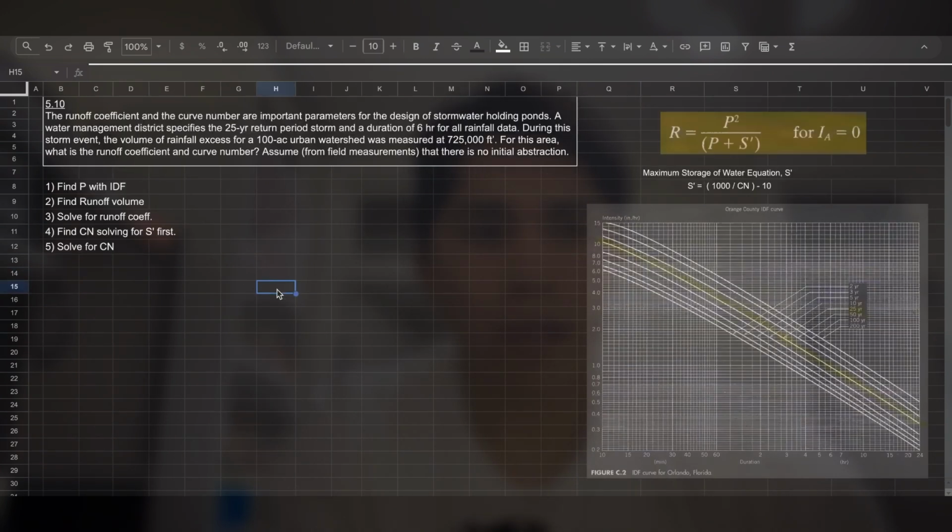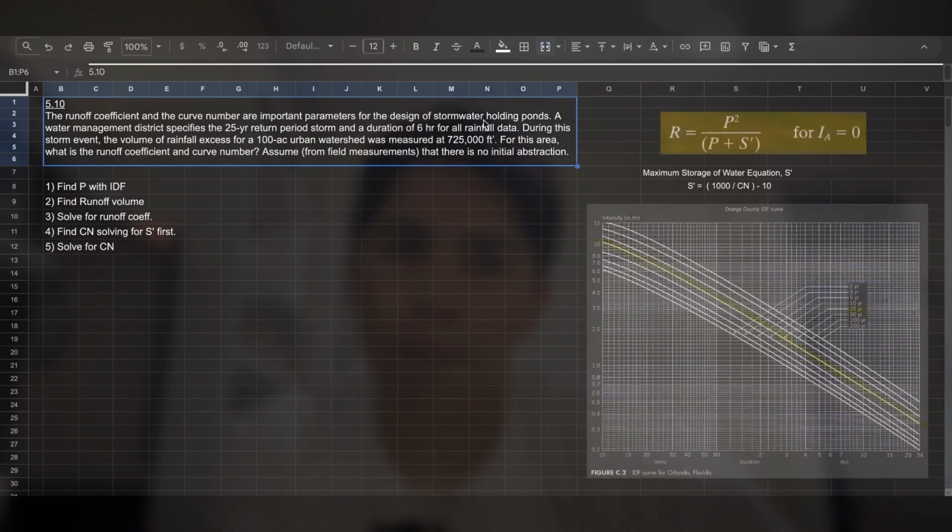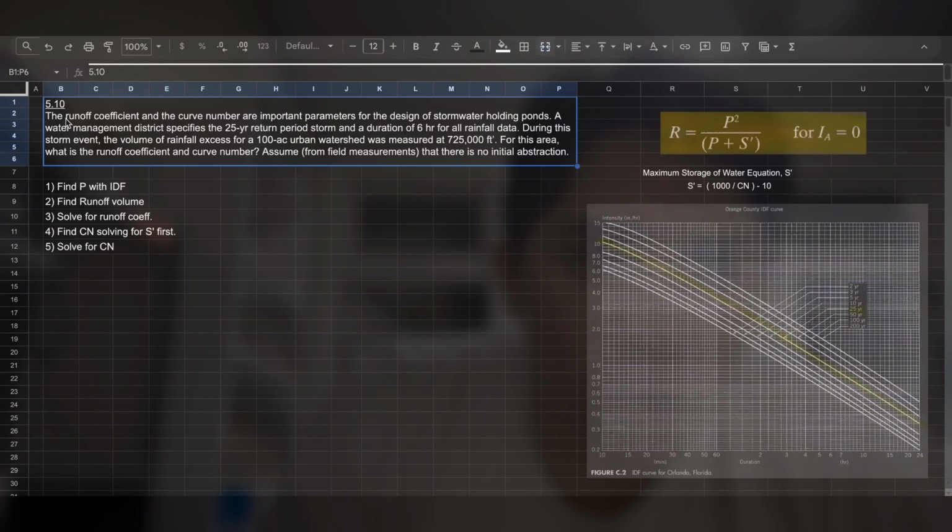Now let's move on to the last problem of this video. And I have some steps for this one so we can go a little faster. It says the runoff coefficient and the curve number are important parameters for the design of stormwater holding ponds or retention basins. I like to call them retention basins. So this is what I was saying. We can use the rational method, which uses the runoff coefficient, which is like a percentage, or we can use the curve number, which is a little more specific because you develop a curve number depending on land use and soil type. And this is saying those are important parameters or ways to design for retention basins.